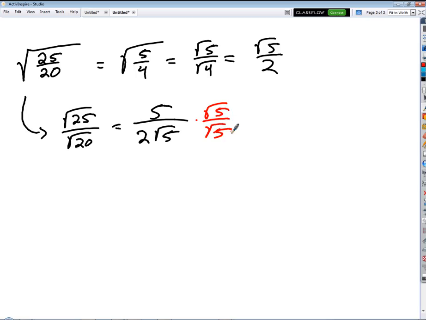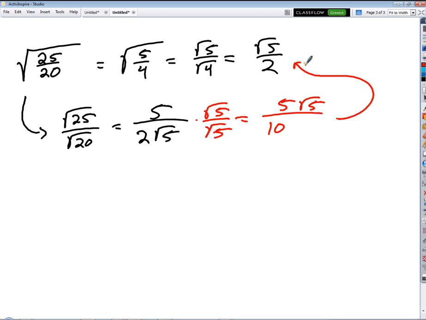So the square root of 5 times the square root of 5 is 5. So I get 5 over 2 times 5 is 10. Then I got a square root of 5 up there, right? 5 over 10 reduces to 1 over 2. So that's going to give us that, isn't it?